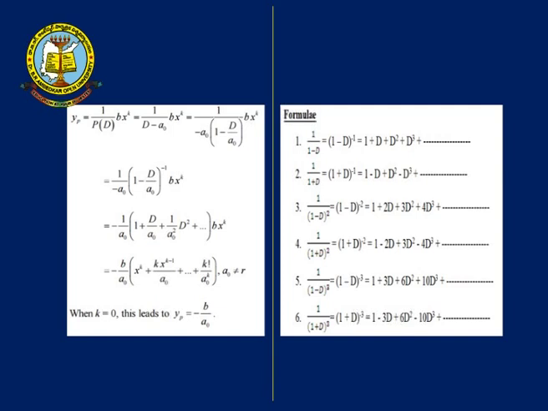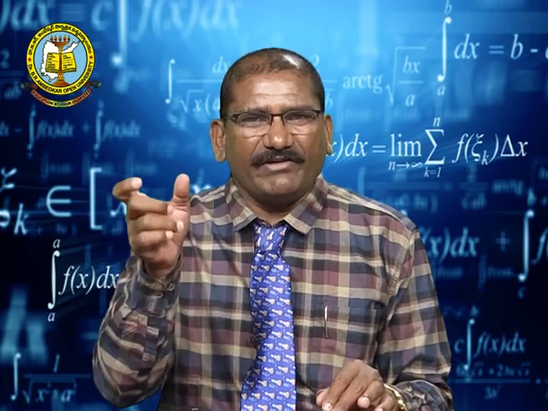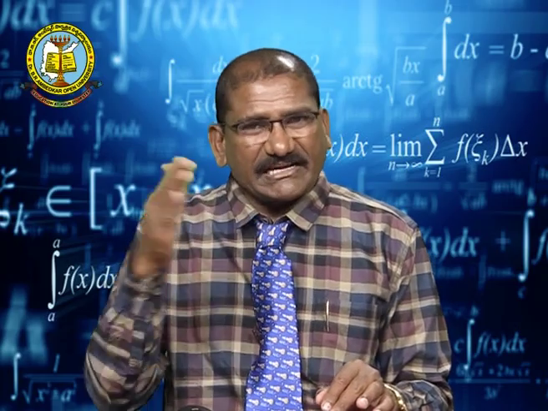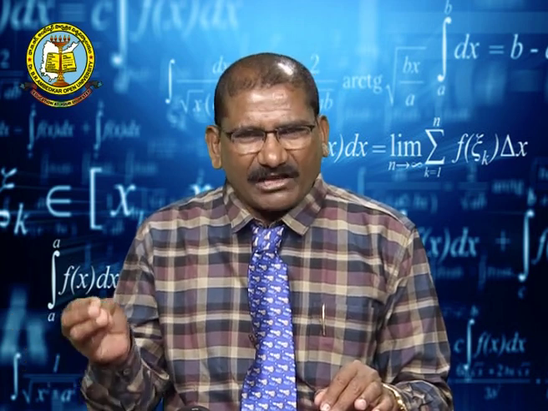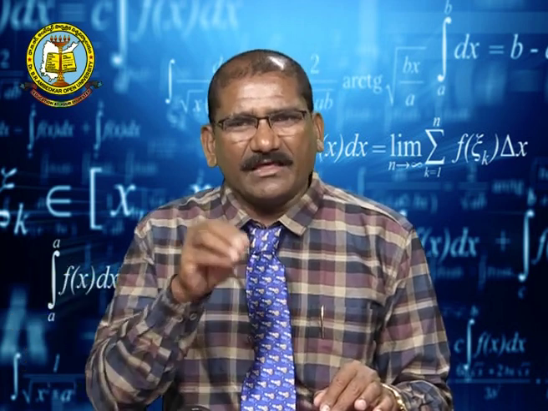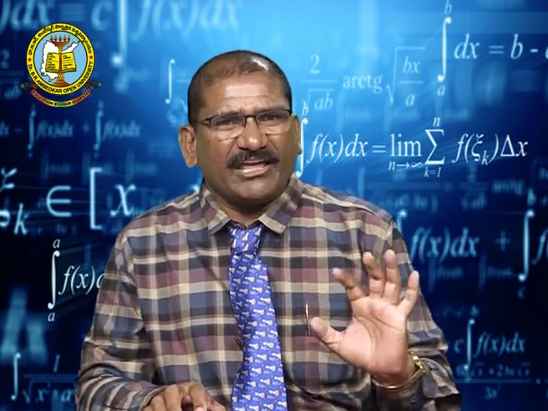Similarly, for 1 minus d whole cube, it goes to the numerator as 1 minus d whole power minus 3, minus into minus is plus. So that gives 1 plus 3d plus 6d square plus 10d cube plus so on. The derivative terms will be used in this. The right side is an algebraic function of the variable, which will be multiplied, and then derivatives of the algebraic term can be used. This is particular integral type 1.